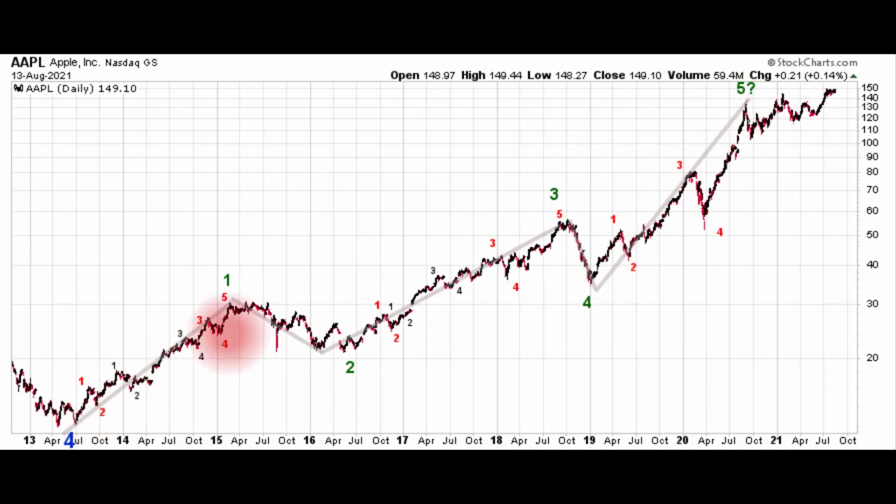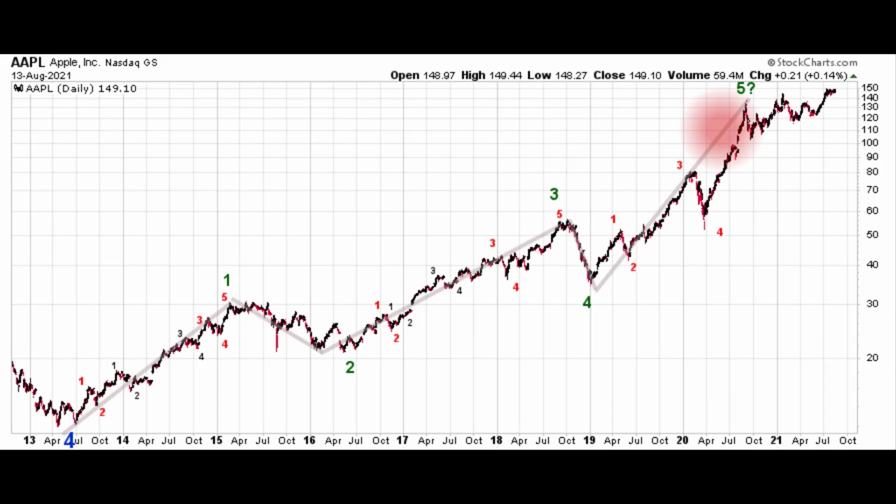Every one of those legs internally has taken on a five-wave form, as it should. So we need to be aware of the possibility of very large degree patterns completing and giving us five-wave moves. That's something that we certainly have to be aware of. The question is, are we at an end to those moves, or do we still have some more upside to go as things extend?